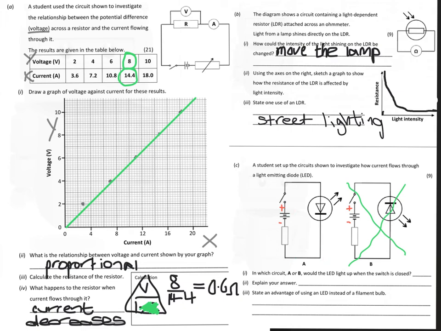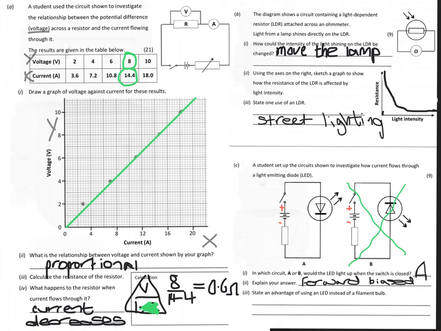So the first question asks us, in which circuit, A or B, would the LED light up when the switch is closed? So it will light up in circuit A. Okay, so then we're asked to explain our answer. So we can just go back over what I said there. So for current to flow, the LED has to be forward biased. So the positive part of the battery has to be connected to the P terminal of the LED. Okay, so it has to be forward biased.